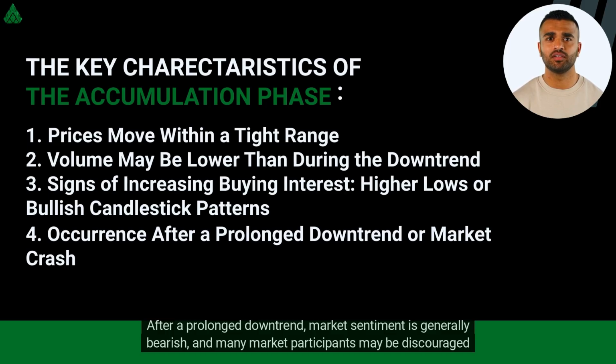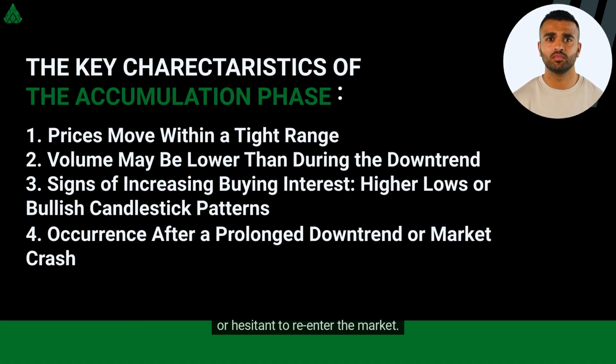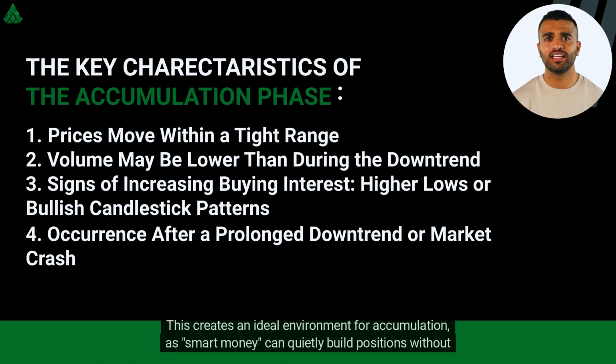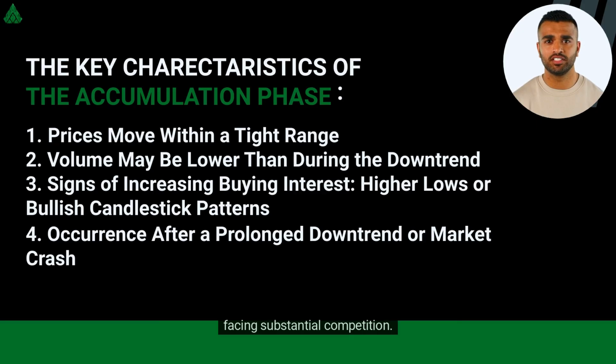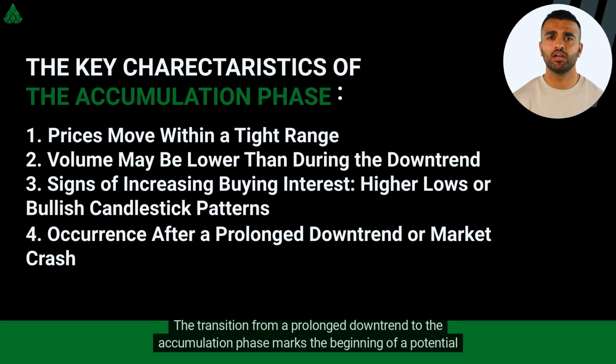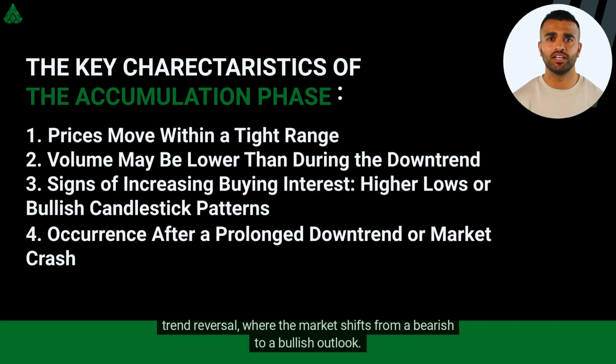After a prolonged downtrend, market sentiment is generally bearish, and many market participants may be discouraged or hesitant to re-enter the market. This creates an ideal environment for accumulation, as smart money can quietly build positions without facing substantial competition. The transition from a prolonged downtrend to the accumulation phase marks the beginning of a potential trend reversal, where the market shifts from a bearish to a bullish outlook.